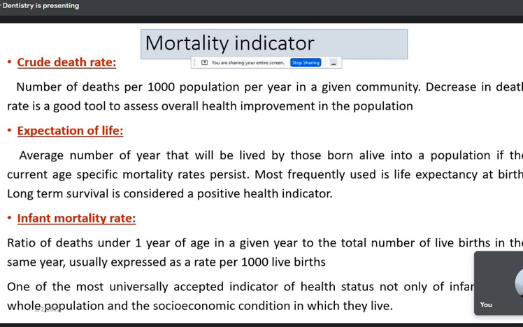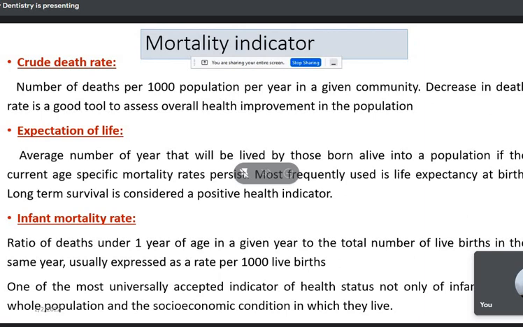And the other is the expectation of life. Like yesterday, in the last lecture, I taught you about the physical quality of life index and the human development index, right? There I told you about the life expectancy at birth and life expectancy at age 1, right? I had taught you that. So life expectancy at birth means a newborn child, a child just born in this world, and now for how long he is going to survive.